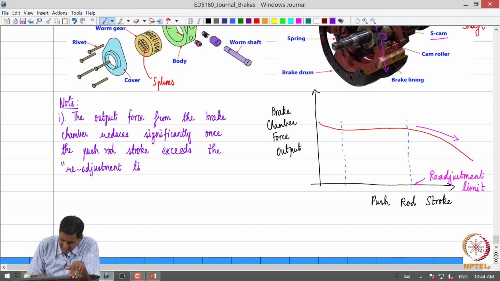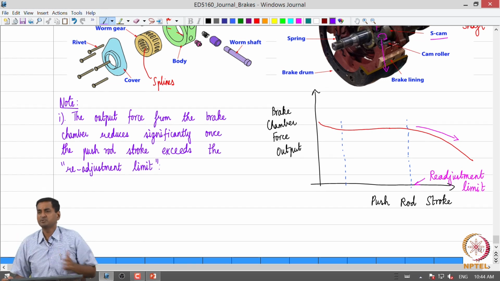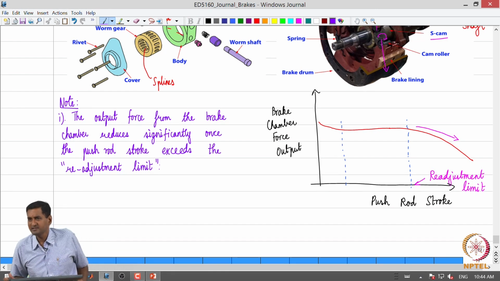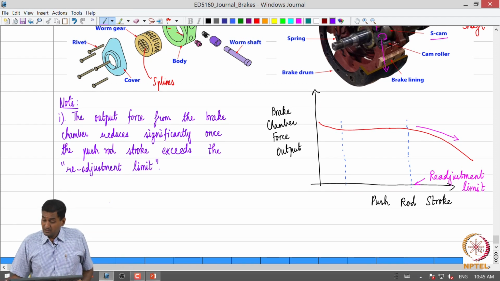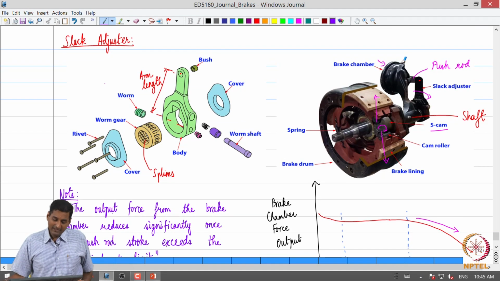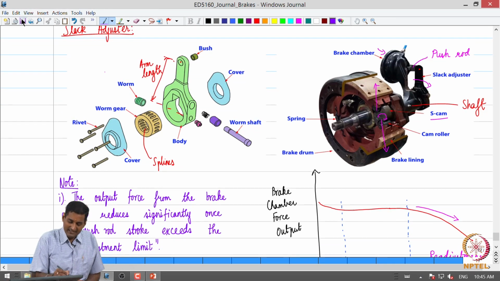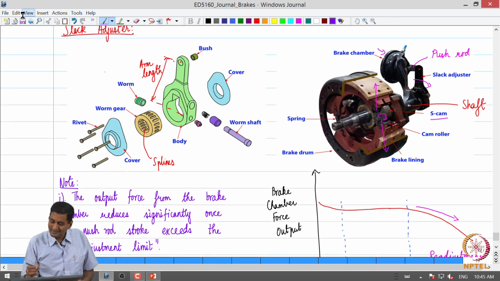So once the readjustment limit is exceeded, the brake force output reduces rapidly, right. And that is something which you and I do not want. So the readjustment limit is specified by the manufacturer, okay. That is why the slack adjuster has an adjustment mechanism in the form of this mechanism.